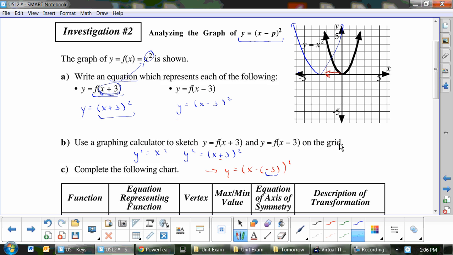You know, if it's x minus positive 4, like if it's like y is equal to (x minus 4) squared, that would move it to the right because our 4 is positive, even if our sign is negative.